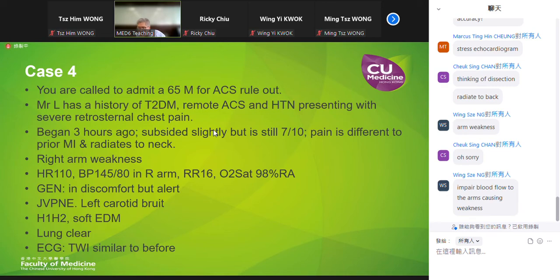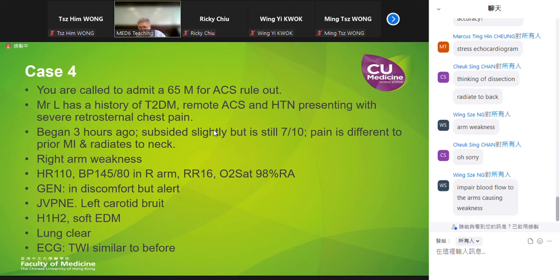Impaired blood flow to the arm causing weakness. Why do you think there's a less likely cause for that? So why would you think he has a weakness? What do you think about the left carotid bruit? Could be impaired blood flow to the arm because it could dissect to the arm. Sure. But usually, if it's a dissected arm, you probably get a weak pulse rather than a weak arm.